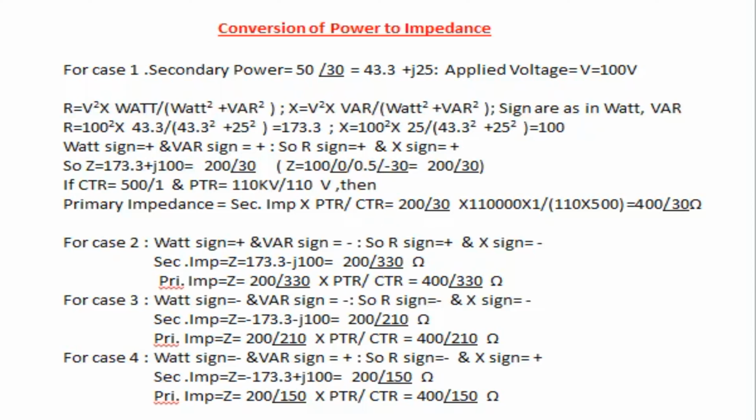For case 4, watt sign is minus, var sign is plus, so R sign is minus, X sign is plus. Secondary impedance Z is equal to minus 173.3 plus J100, that is equal to 200 angle 150 ohms. Primary impedance Z is equal to 200 angle 150 into PTR by CTR, equal to 400 angle 150 ohms.